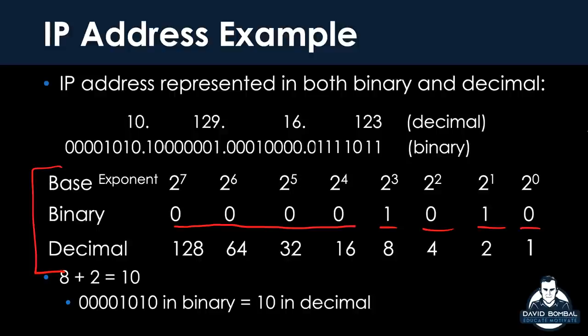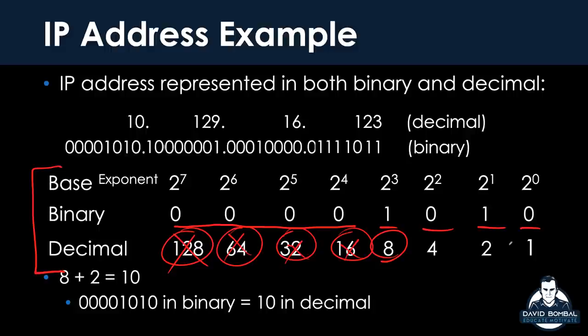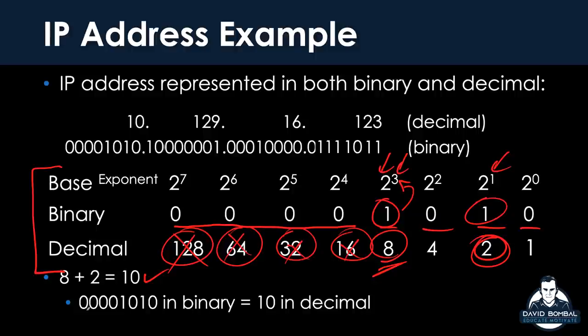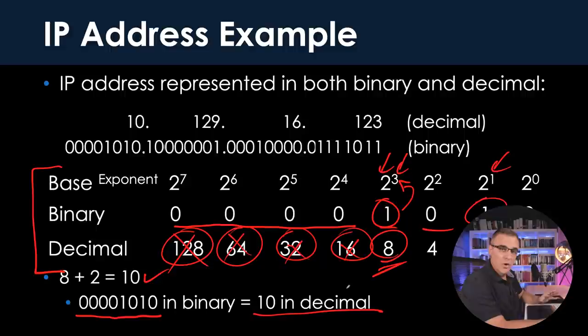Now to get to 10, 10 minus 128 would be a negative number, so it wouldn't be this. Minus 64 is a negative number, wouldn't be that, wouldn't be that, wouldn't be that. But 10 minus 8 gives us 2. So 8 plus 2 equals 10, which means we set this bit on and this bit on. Remember, this is equal to 2 to the power of 3, so 2 states, 3 cables equals 8. Here we've got 2 states, 1 cable, decimal equivalent is 2, so this in binary is equal to 10 in decimal. Now I'm hoping that makes sense.